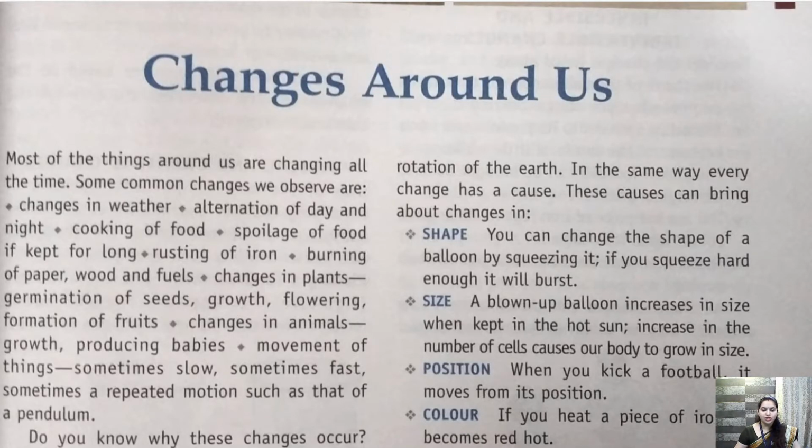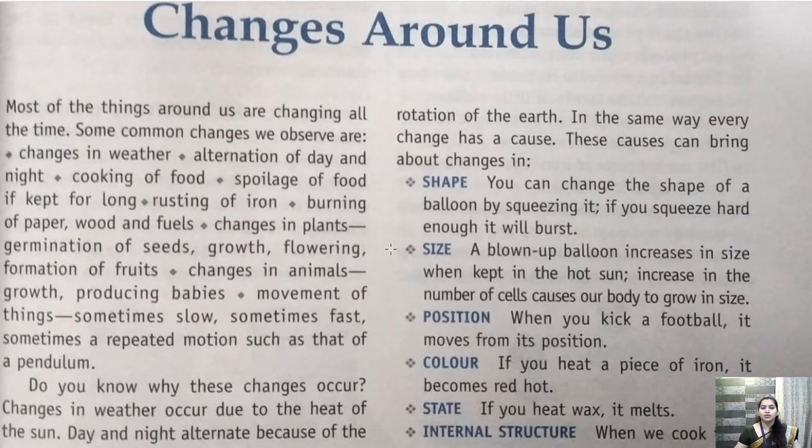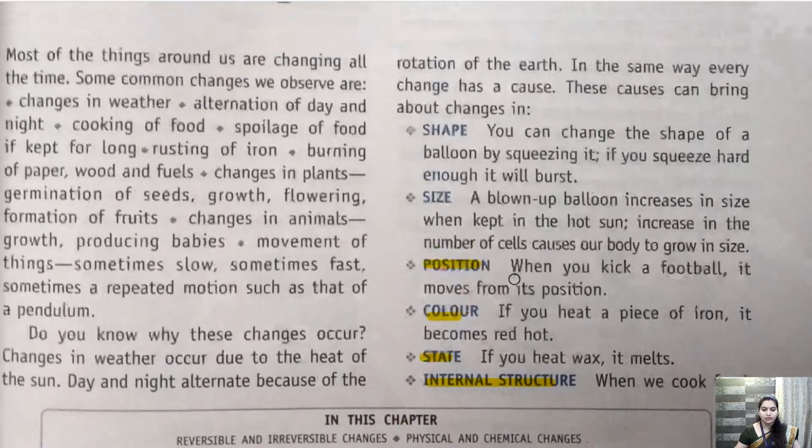The first page, Changes Around Us, we have already studied. We have seen that there are various changes taking place around us every now and then. If we talk about change, there is a change in the shape of an object, a change in the size of the object, a change in the position of the object, color changes, state changes, that is solid, liquid and gas, and also their internal structure changes. So whenever we are talking about any change in the object or in the material, these properties of the components change.